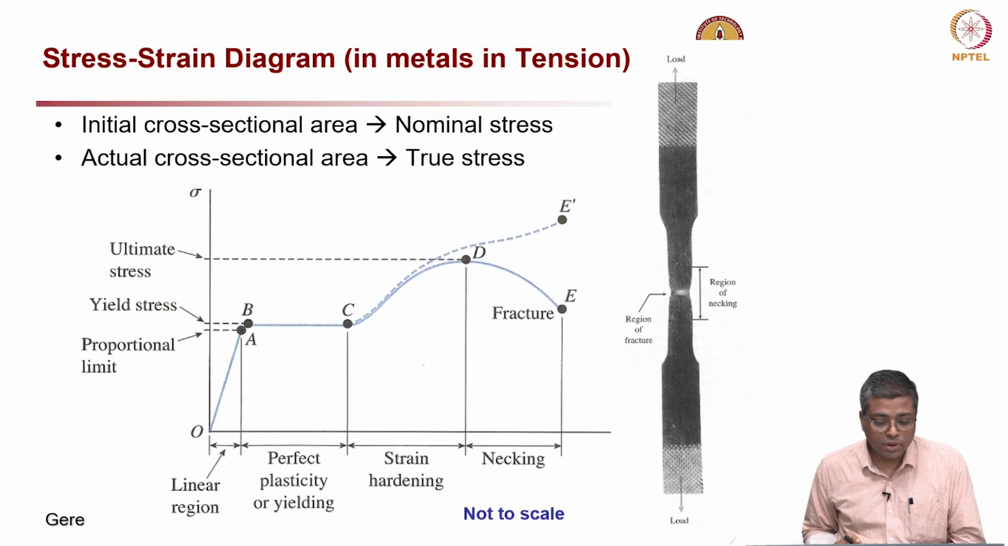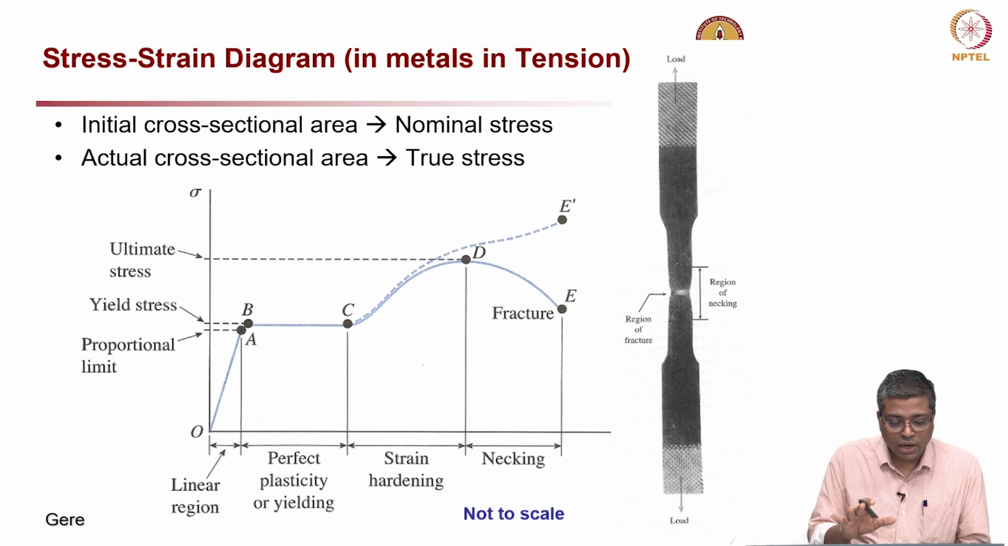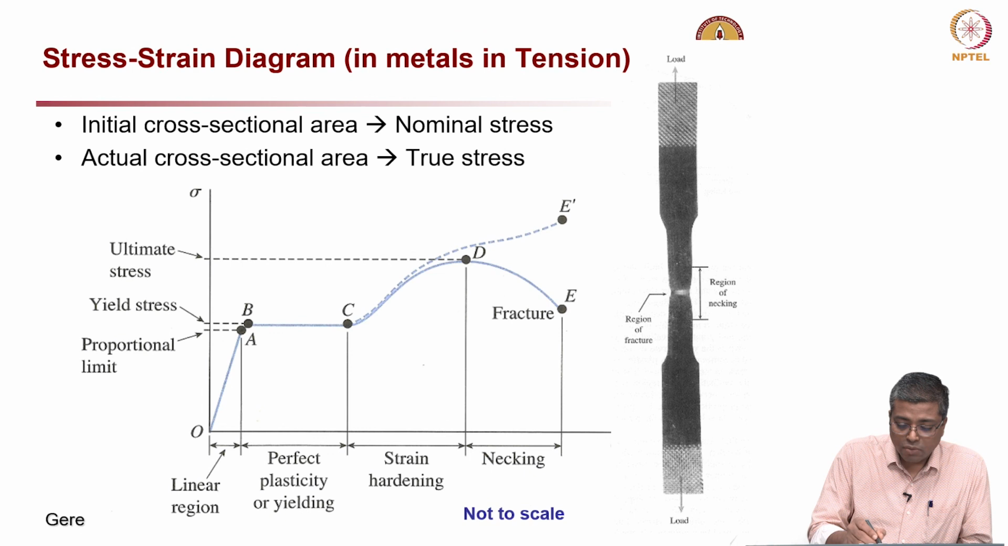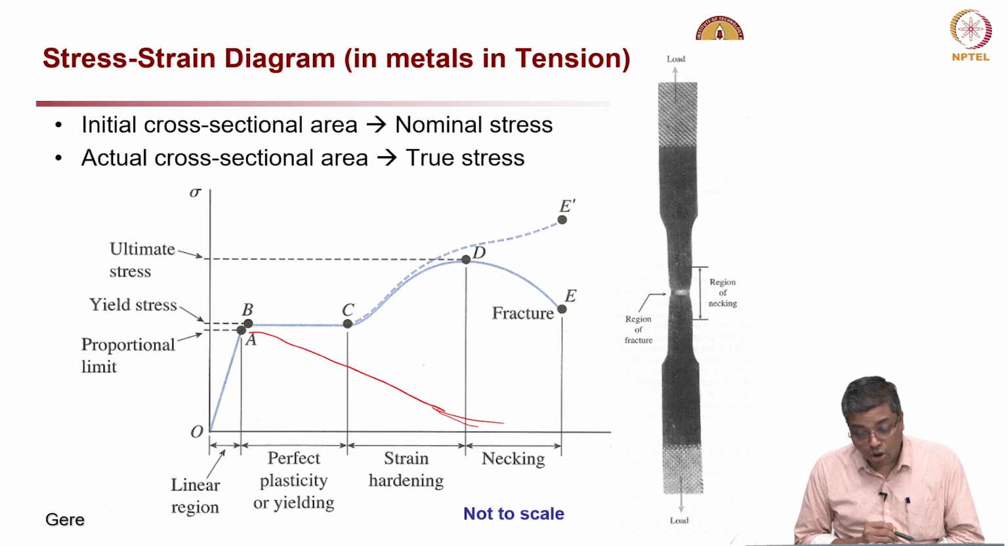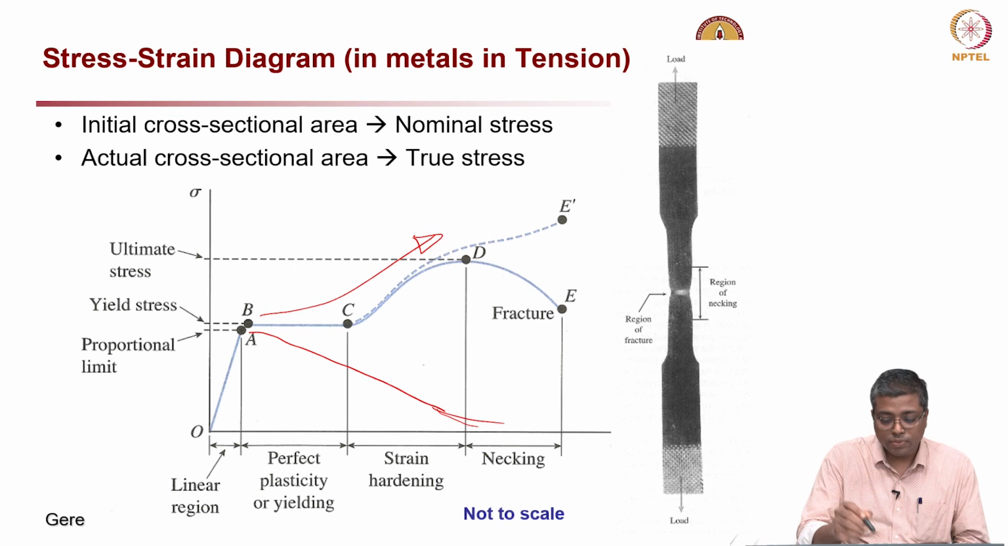Now again coming back to this stress strain, we kind of covered this already. In case of ceramics, the graph will go downward from here itself. That's the typical behavior of ceramics or concrete, unlike the metals where the graph goes upward.